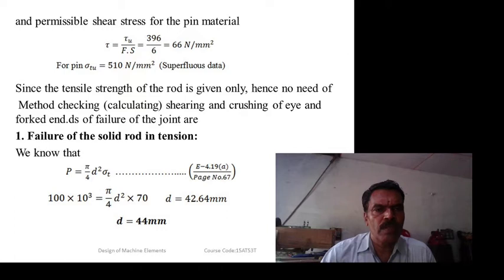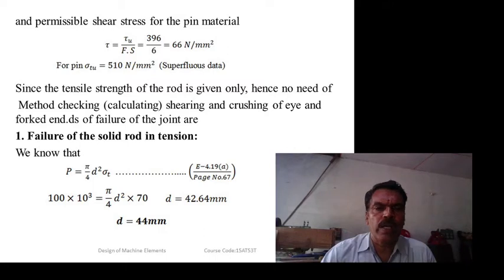For the pin, 510 Newton per mm square is given, but this data is not applicable anywhere, therefore it is extra data, hence it is said to be superfluous data. Just leave it. Since only the tensile stress of the rod is given, there is no need to check shearing and crushing of the eye and forked end in the failure of the joint.